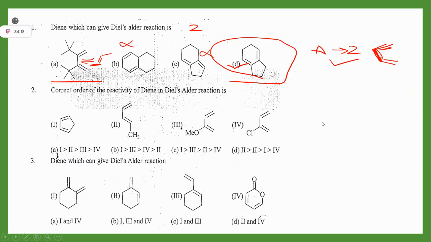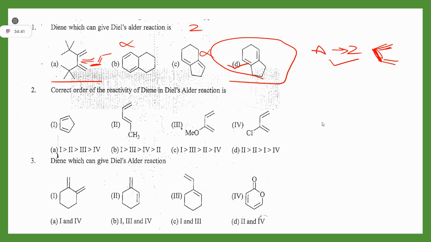Now, can you please tell me the answer for question number 2, as we have discussed the theory part for all these types of reactions? They are asking the correct order of reactivity of diene in Diels-Alder reaction. Take your time and give me the accurate answer.